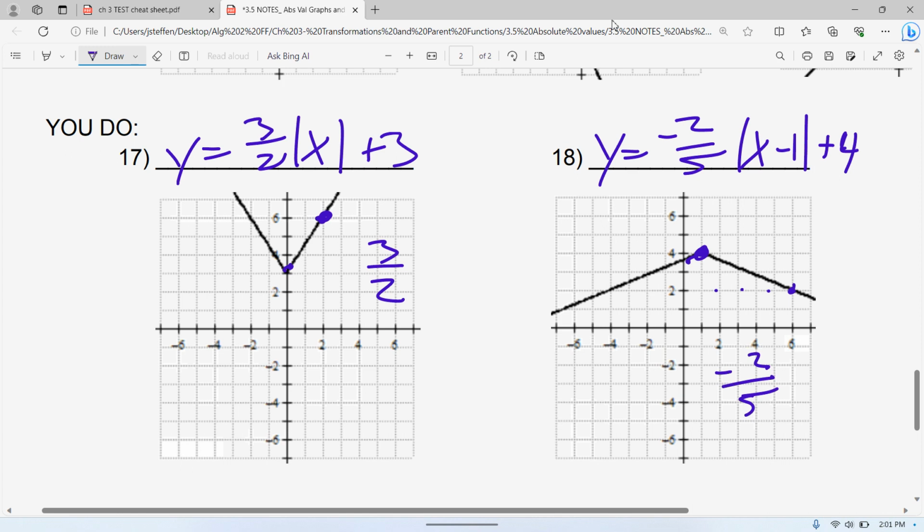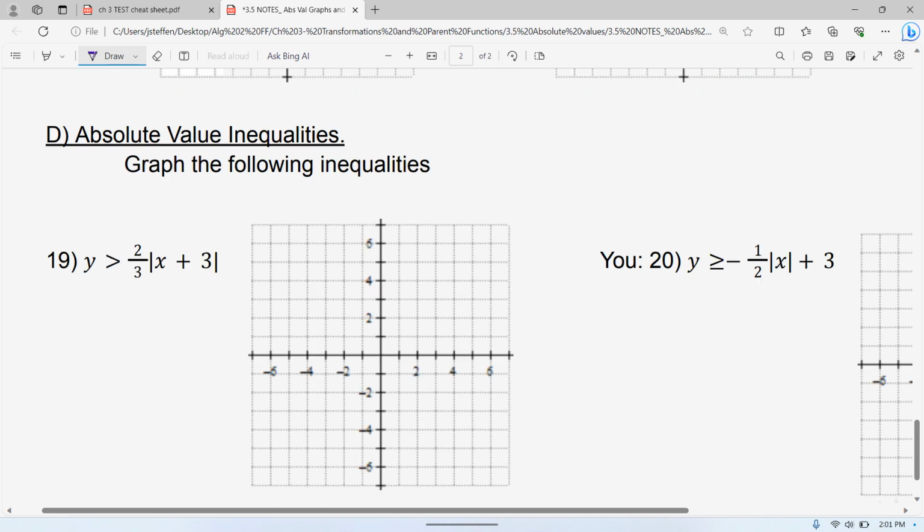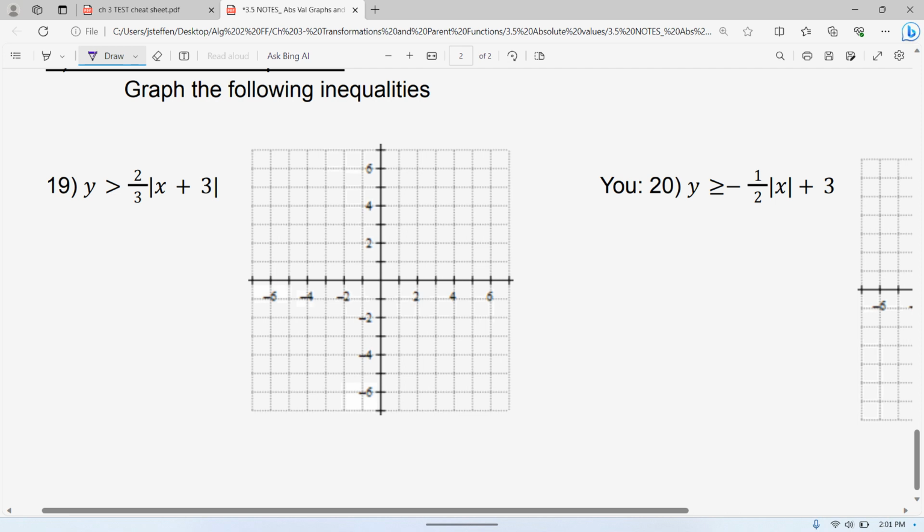All right, last but not least, the inequalities. Now, again, we just got done doing these with the other transformations, so it's really not anything different. Besides that, the graphs can be a little more accurate because we just learned how to do absolute values. But it's literally the same thing we've done all day today. The only difference is whether the line is dotted or solid, and if you're shading above or below. Everything else is the same.